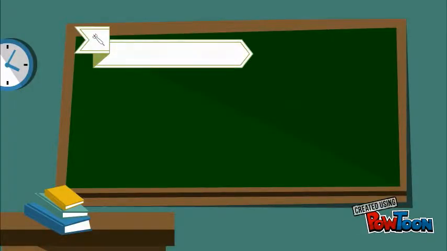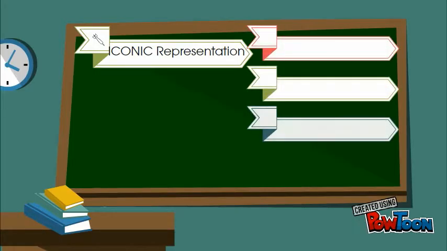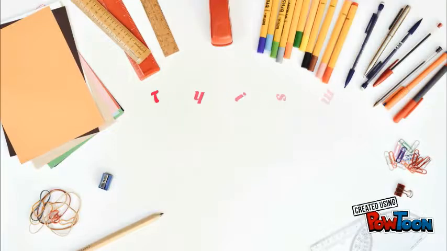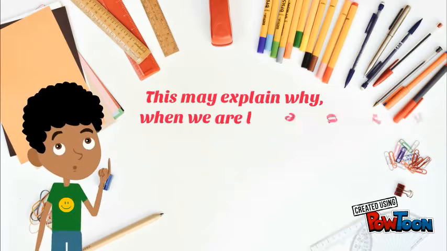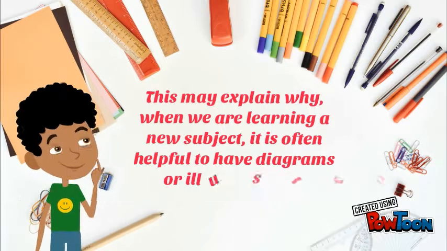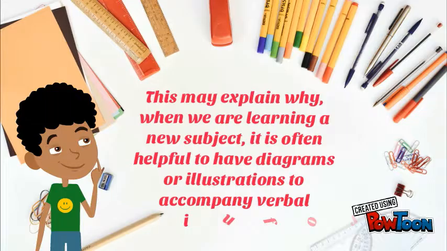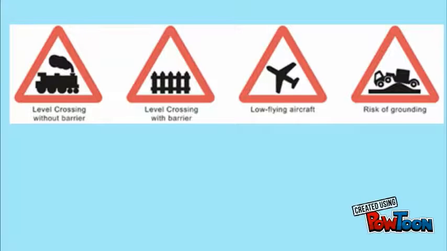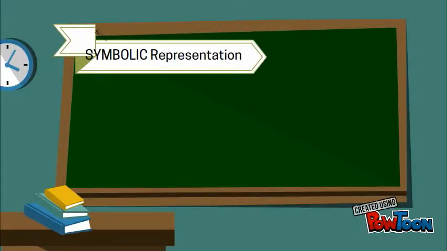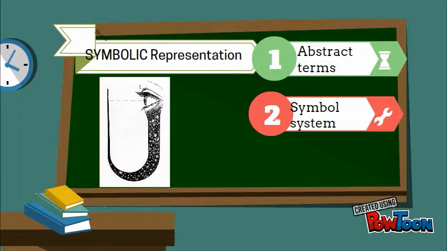The next one is iconic representation, or image-based learning, where learning can be obtained through models and pictures. The learner can use mental images to stand for certain objects and events. The third way of representation is symbolic representation, or language-based style. The learner develops the ability to think in abstract terms and uses a symbol system to encode knowledge.